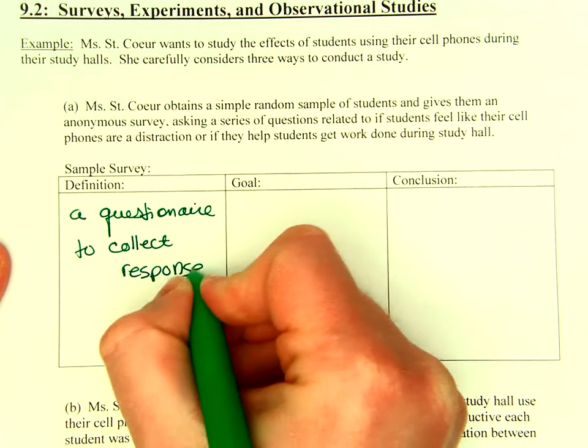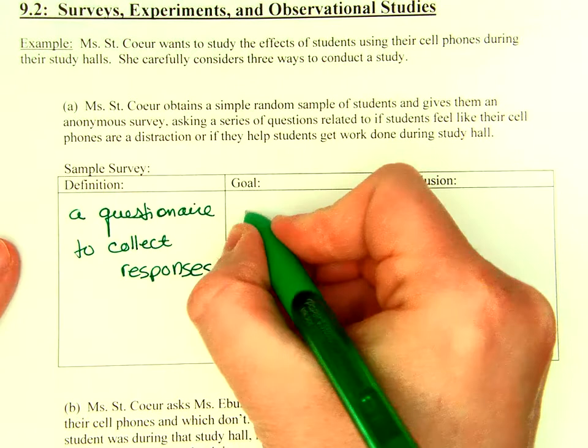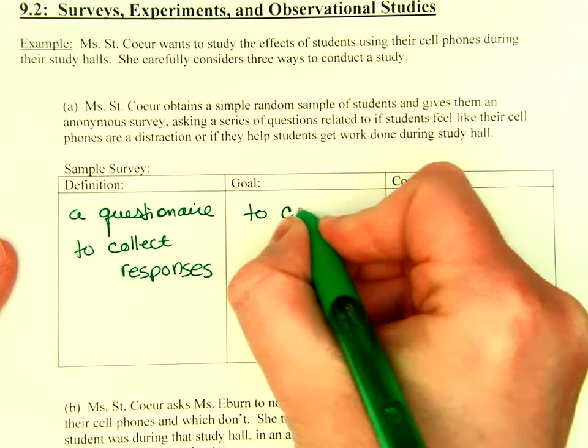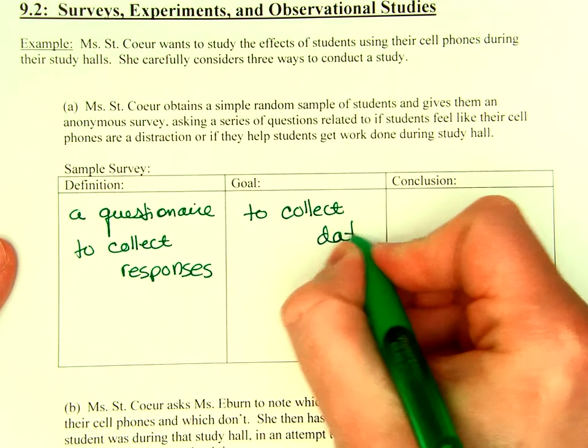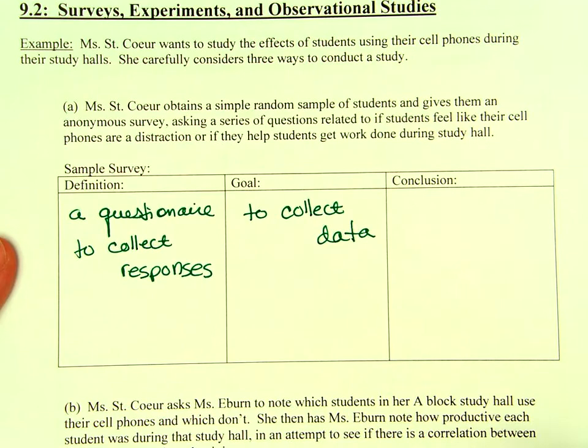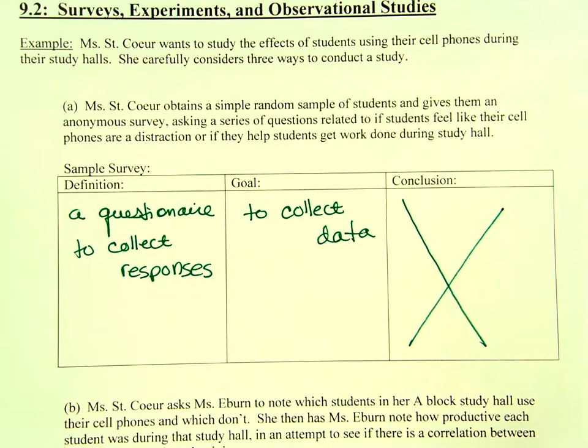A sample survey is just a questionnaire to collect responses. The goal is just to collect data. We can't really do more than that. We're just collecting data here. And actually, because we're just collecting data here, we're not going to reach a conclusion. We're just going to be left with some data, and then it's going to be left for other things to look at that data and analyze it. This is a sample survey.